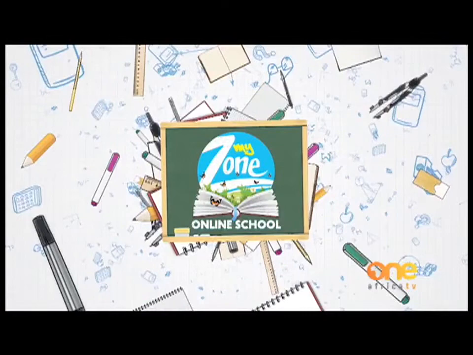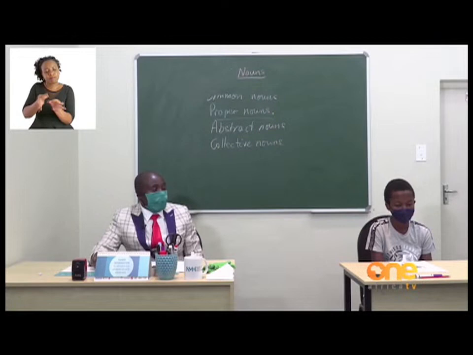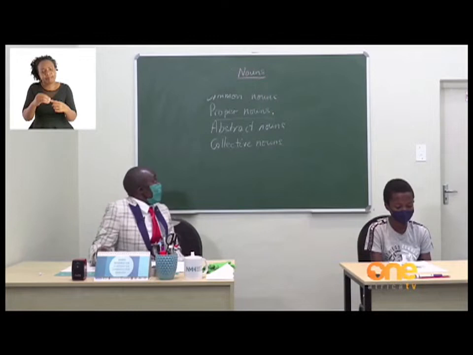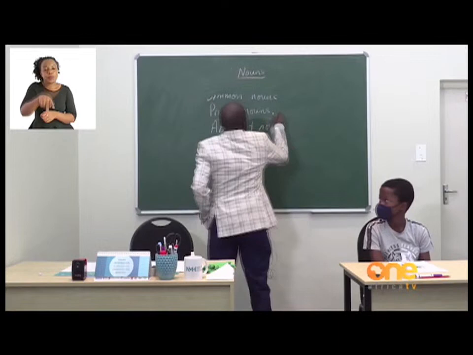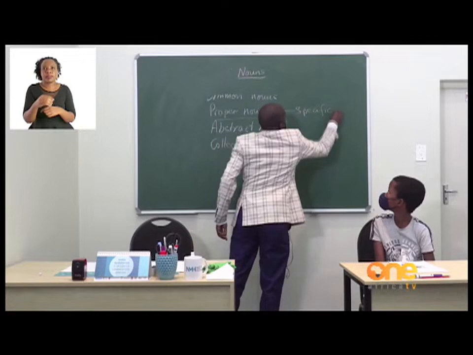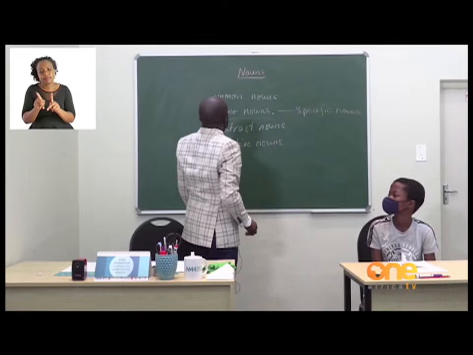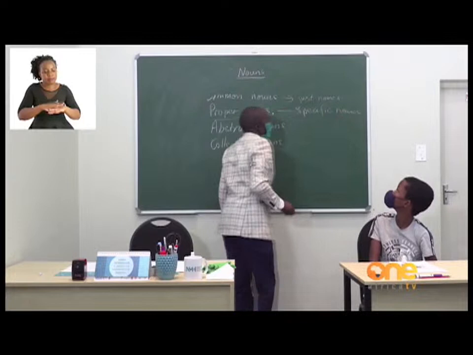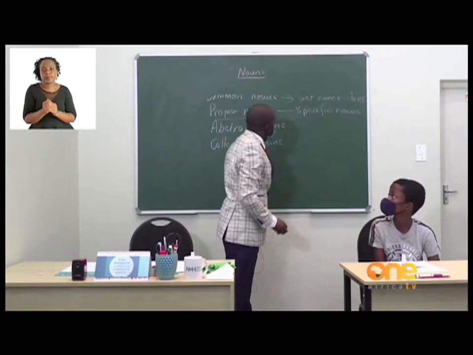I explained the common nouns and the proper nouns, and we said the difference is proper nouns are specific names. Let me write this on the board. Proper nouns are specific names. And common nouns are just names. For example, here, if we say tree, that's a common noun. And here, a specific noun, we say shilongo.